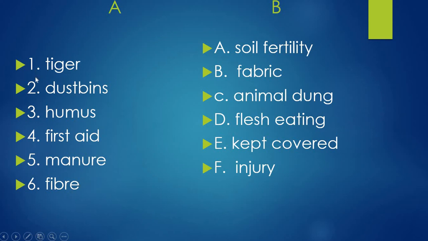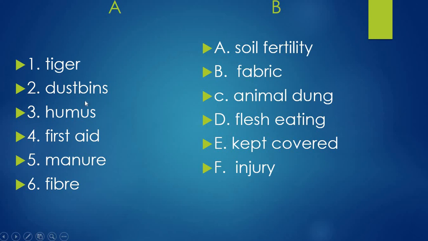For example, tiger, if you feel soil fertility is the answer, so after finishing column A, you just have to pick soil fertility and write beside tiger. I repeat, tiger, if you feel soil fertility is the answer, you have to pick this word soil fertility and write it beside the word tiger by putting dash or whatever you want. I am going to read column A and column B. Start writing the answers and then check your answers.